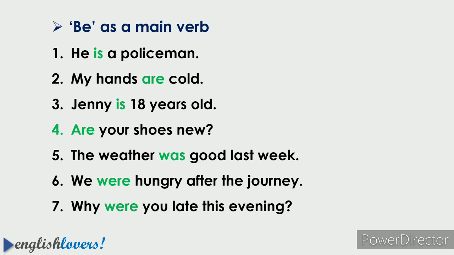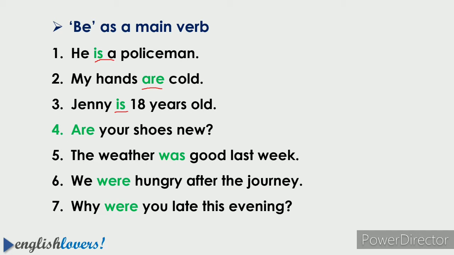There is only one verb in all these sentences, which is colored in green. You can see it in all these sentences, and it is the main verb. In the first sentence, he is a policeman, is is the be verb, and it is the only verb. So we say that it is the main verb. My hands are cold. Here are is the only verb, so main verb. Jenny is 18 years old. So is is the only verb, and it is the main verb.